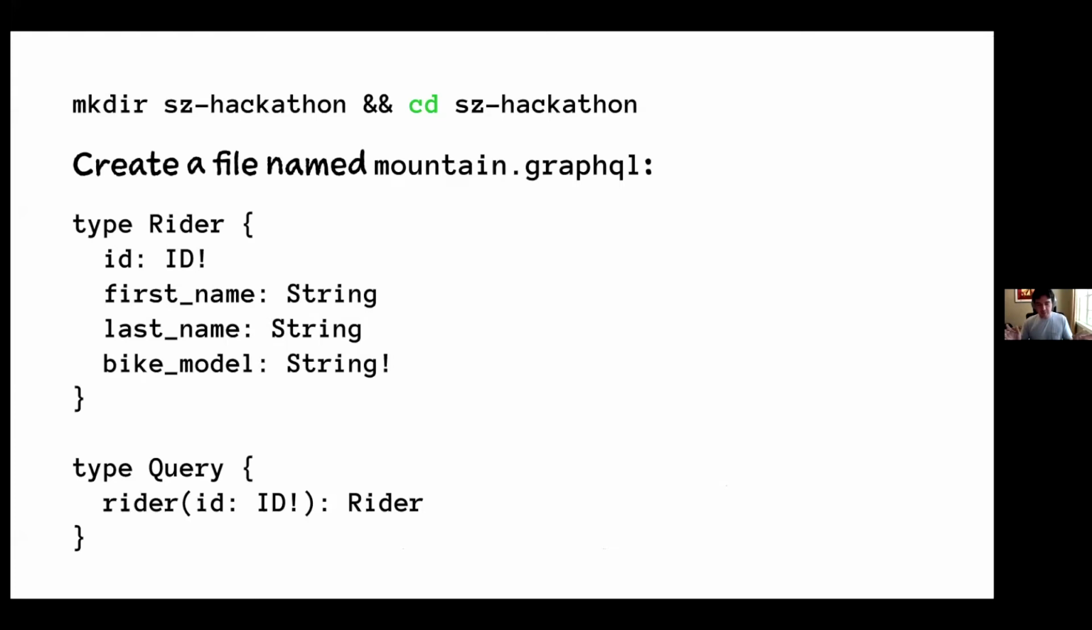The next step is that we're going to make a directory. I called mine SZ hackathon, for the StepZen hackathon. And then we're going to create this GraphQL file. What you might notice is that if you have seen any GraphQL schema definitions, this is just a typical GraphQL schema definition. This is not some StepZen-specific code here. So I'm going to show you how that works.